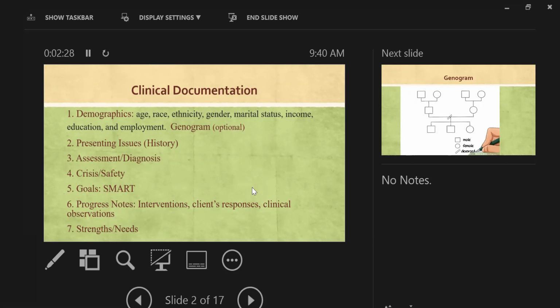Okay, so presenting issues. And we're going to go over how to write that. For me, less is more. You want to keep in mind that whatever you put in the documentation could be used in court, right? So just be mindful of the information.